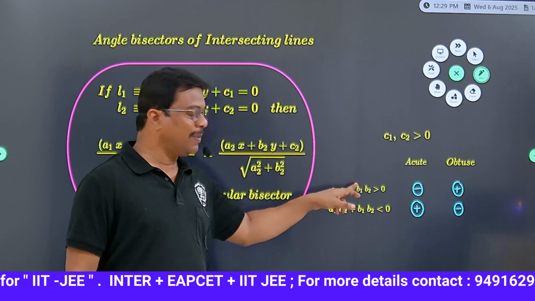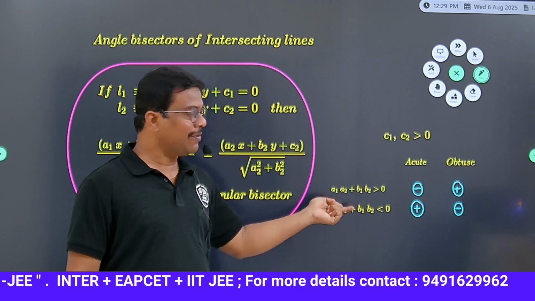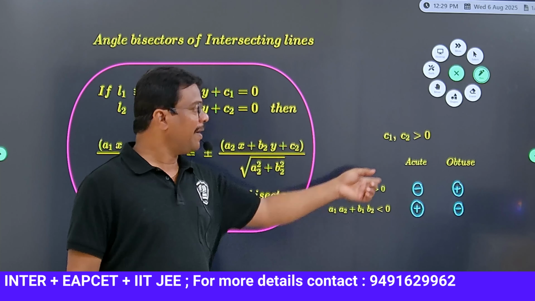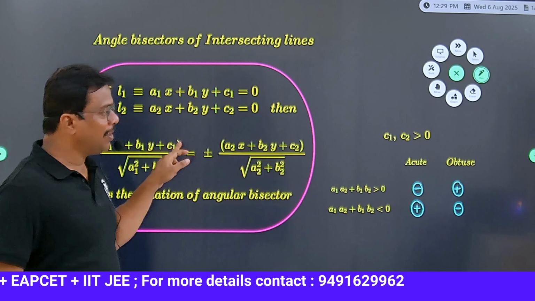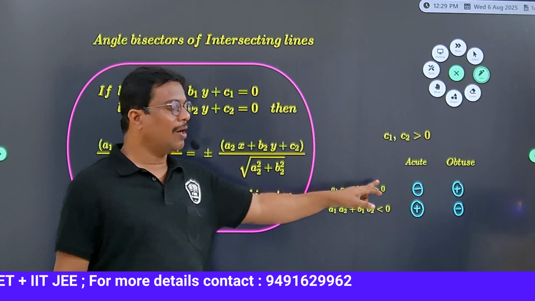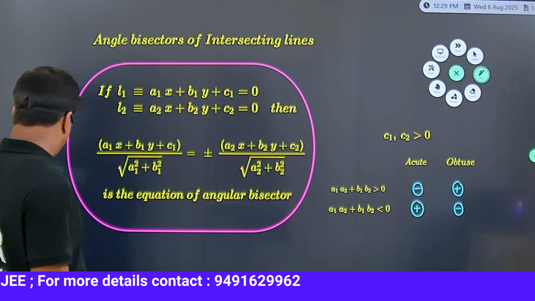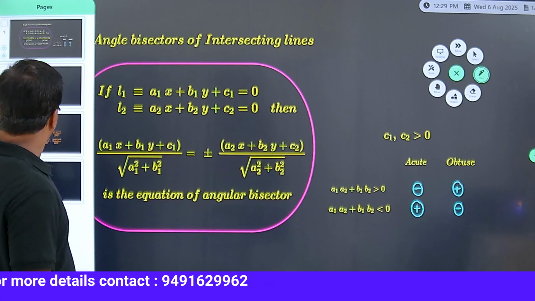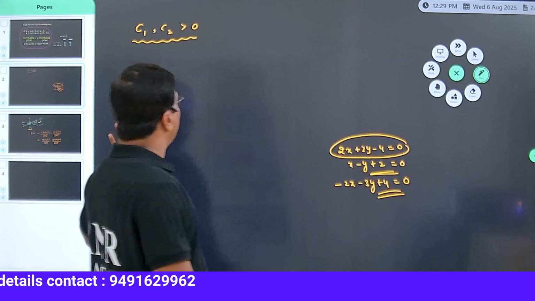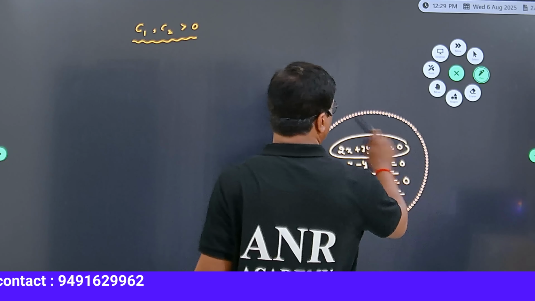Verification: a1a2 plus b1b2, whether it is positive or negative, and after that, depending upon that, to get acute and obtuse you have to use different signs. Yes, see, suppose that c1, c2 are both positive.